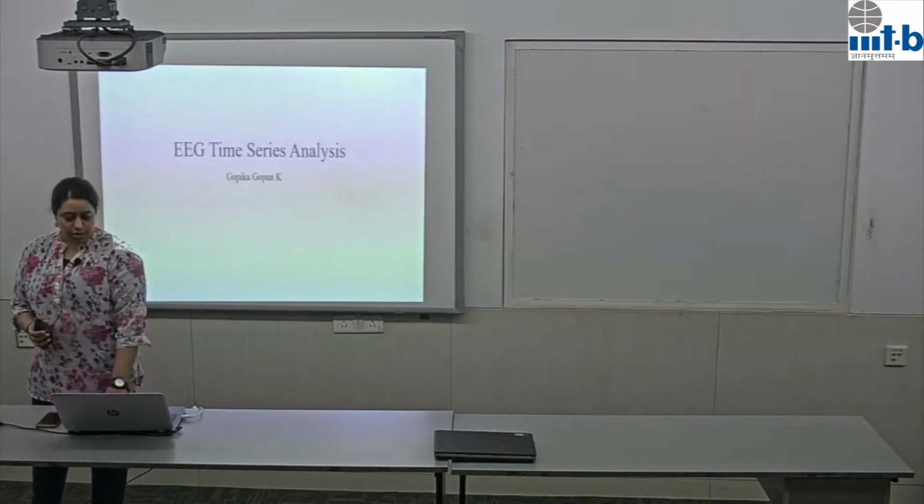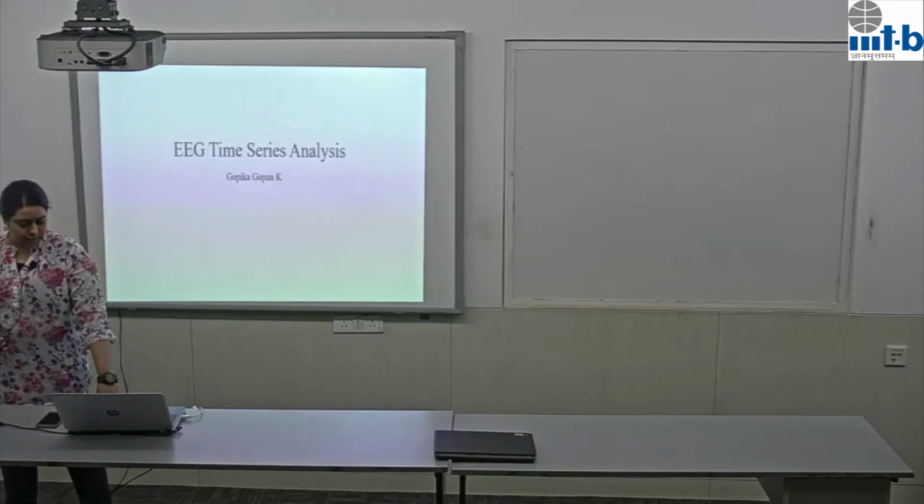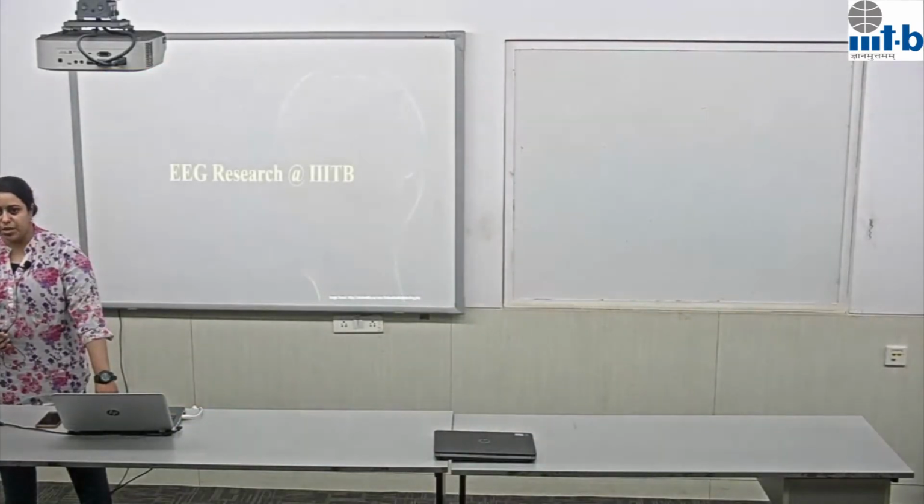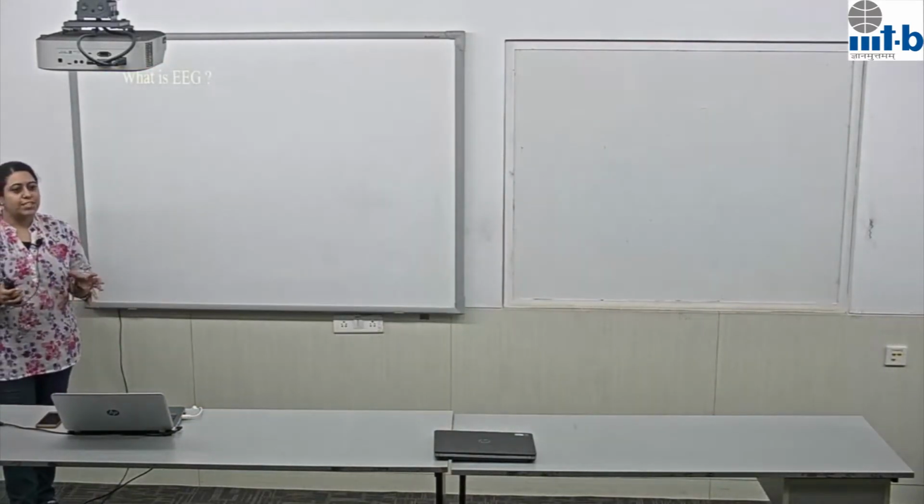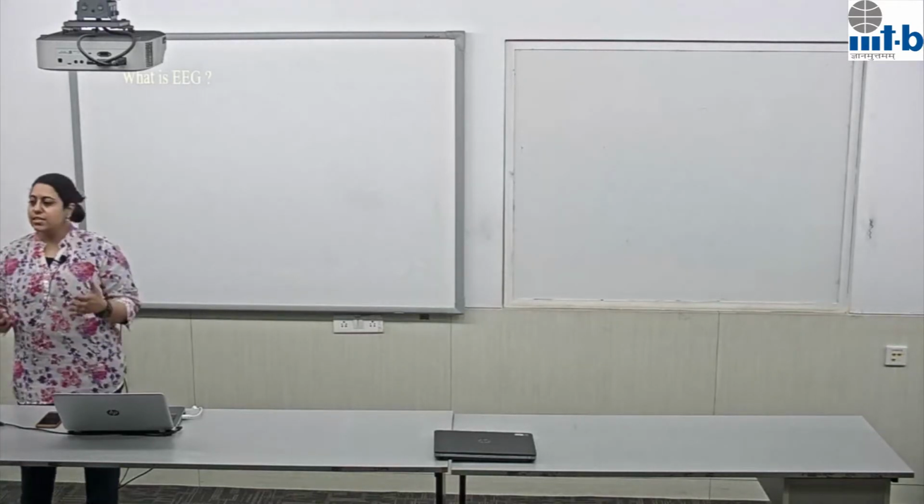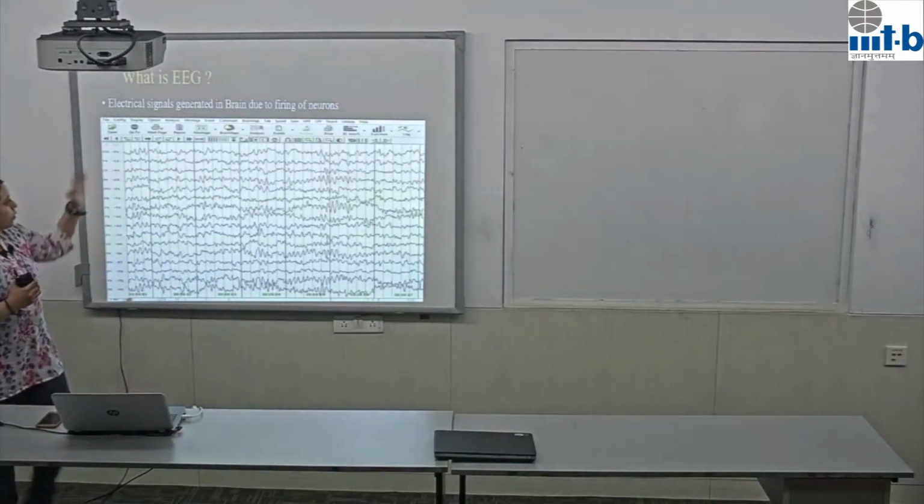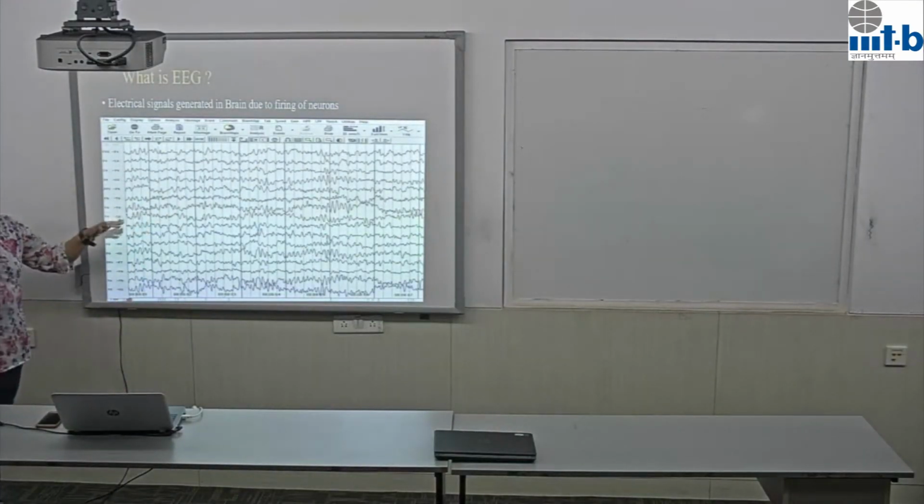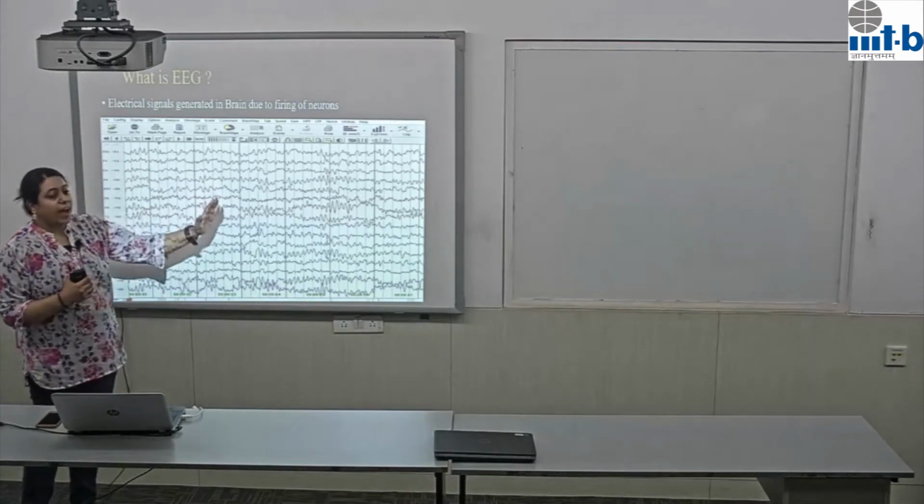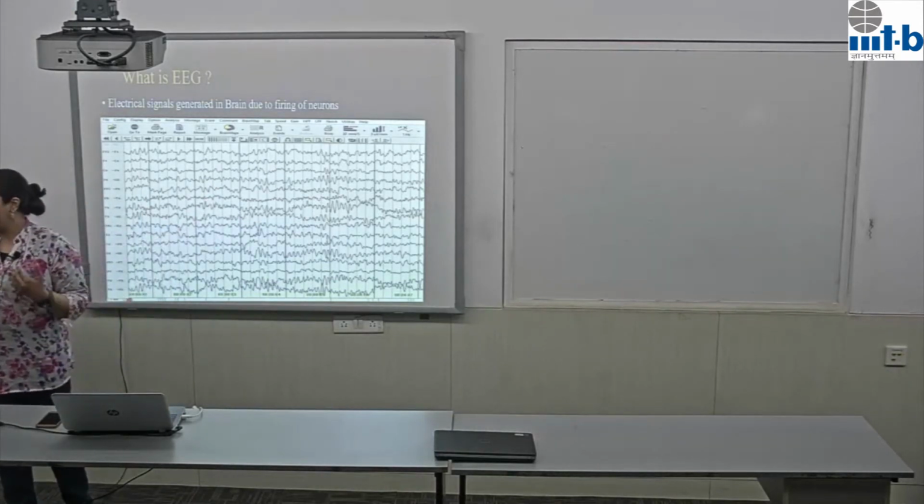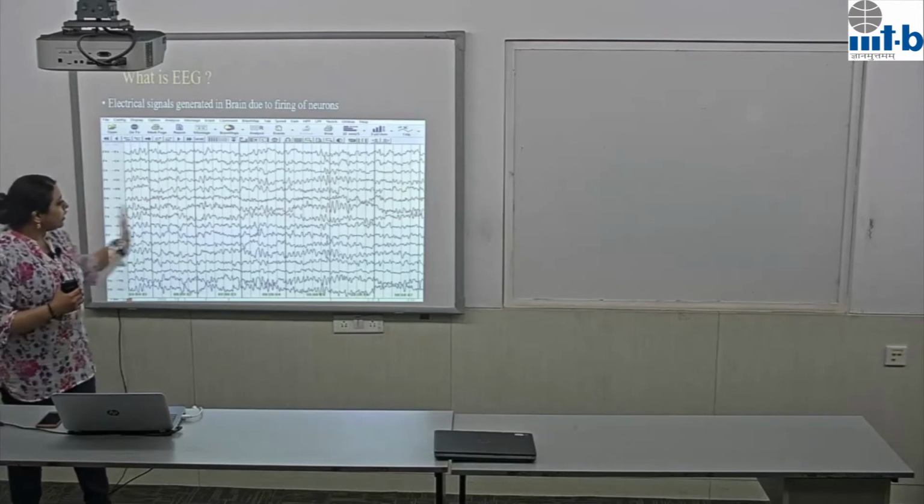Good afternoon. I'll be giving an overview of the EEG based research at IIIT. Before starting, what is an EEG signal? EEG signals are electrical signals generated in the brain due to the firing of neurons. This is a sample of an EEG signal. As you can see, there is no definite pattern as in the case of the heart signal, which is ECG. So it seems totally random.